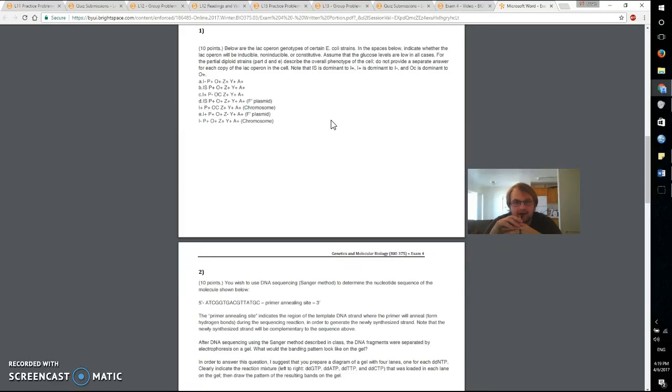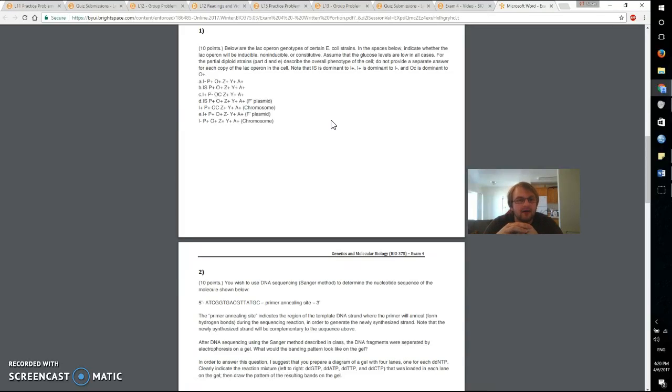This means that the repressor, after a single cycle, will bind to the operator portion of the operon and repress the further operation of the operon. So it won't work. So it's non-inducible as well.